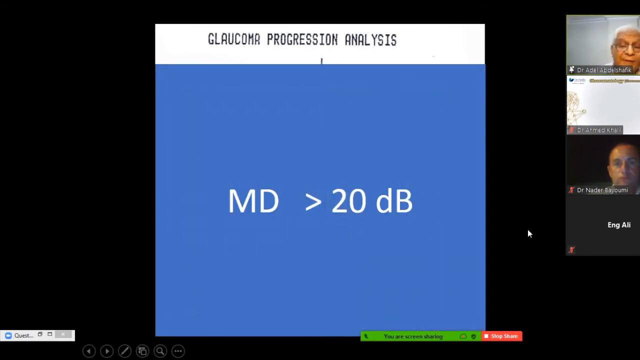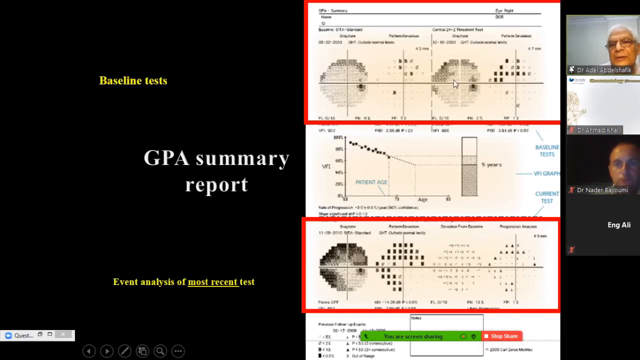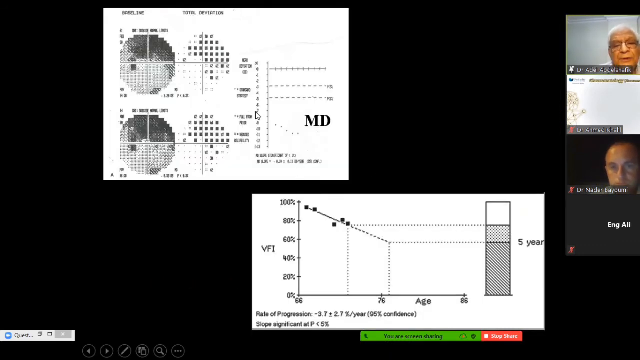And again, if the mean deviation of the whole field is less than 20, then all this is not shown anymore, because the general sensitivity of the whole field is less and everything is unreliable. And this is what you get in the printout. This is the first basal 2 tasks, and this is what you have in the current, and in between you get this progression line.